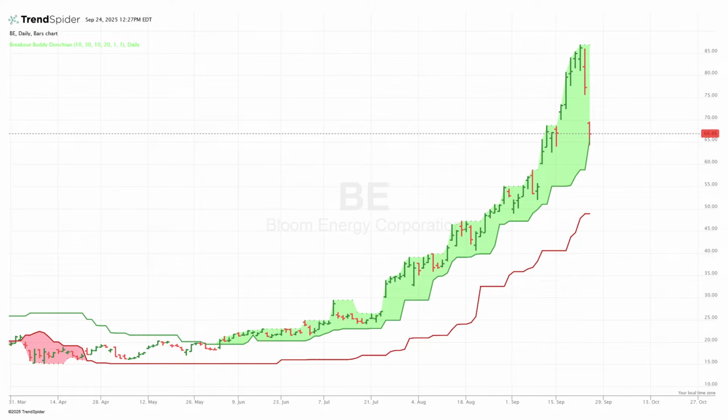So this is the daily data for Bloom Energy. The indicator we plotted is the Breakout Buddy adaptive Donchian channel. It first identified the breakout down here much before this gap. It stayed green all the way through. And at a minimum, if you just use the green bar itself as a trailing stop, then you'd have exited somewhere over here, around or maybe near the lows of this particular bar.